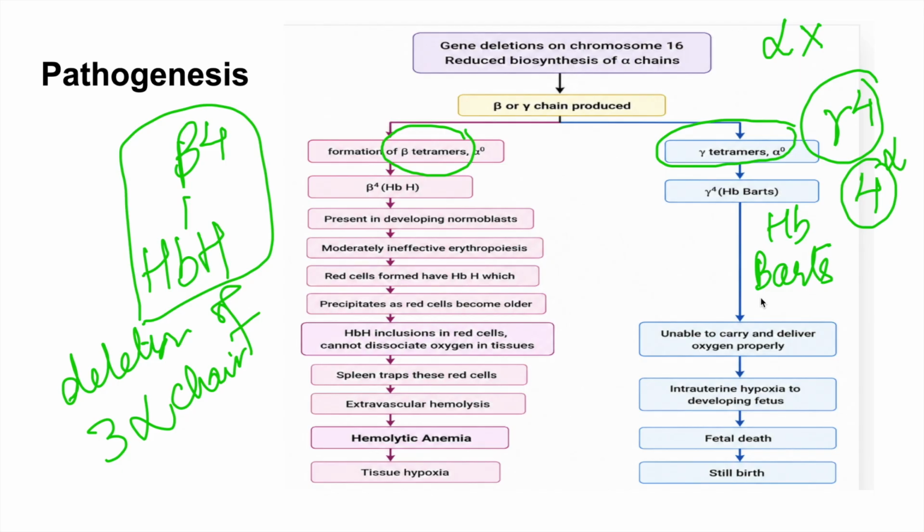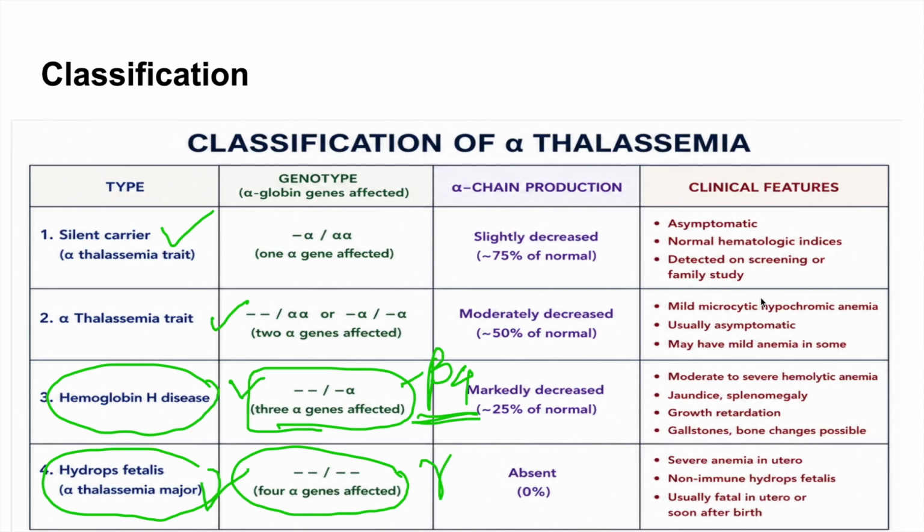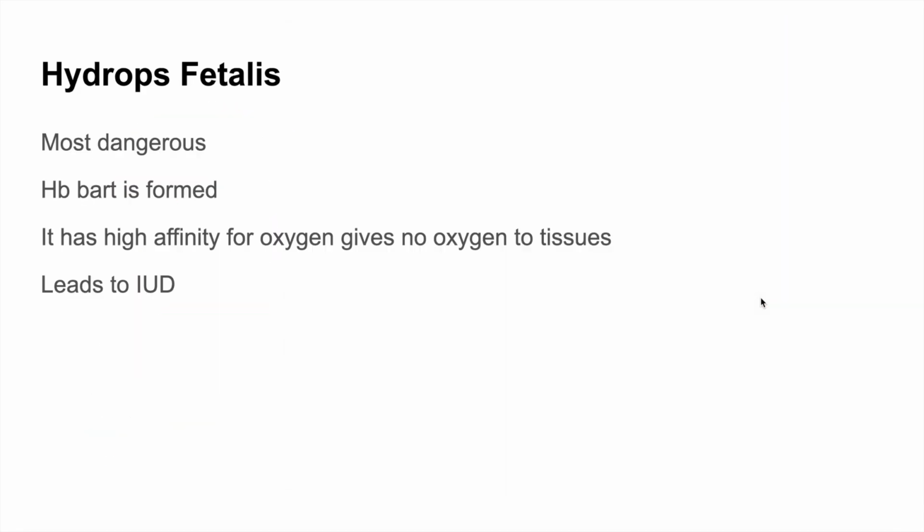Here beta 4, HbH disease, there is deletion of 3 genes. So if you see over here, in HbH 3 genes are affected, in this the whole 4 genes are affected. In HbH there is formation of hemoglobin beta 4, and here there is formation of gamma 4. Now these two hemoglobins have very high oxygen affinity. So in hydrops fetalis, it is the most dangerous form. In this Hb Bart's is formed, which has very high affinity for oxygen. It gives no oxygen to the tissues, and these patients mostly die in utero, and there is IUD.